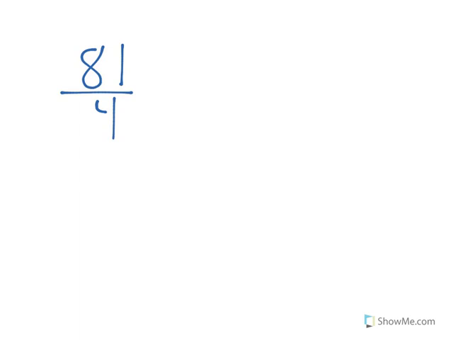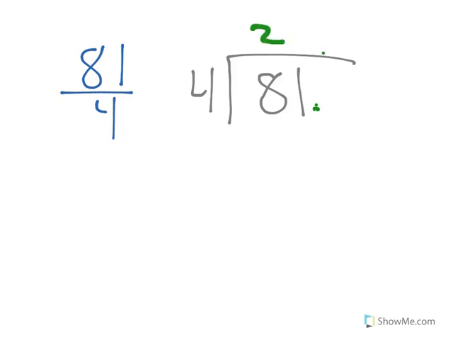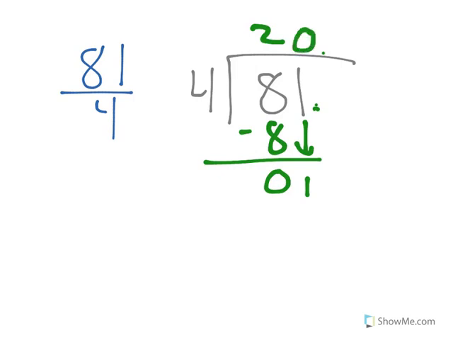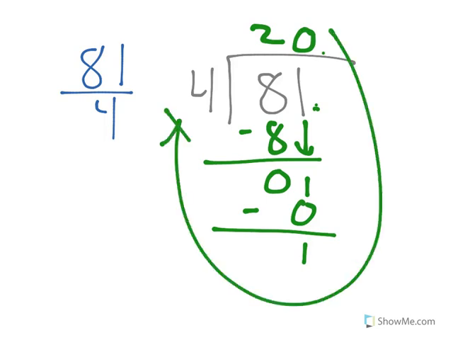Okay, so there's my work. So I'm going to go ahead and divide. I have 4, 81. I know I'm going to at least that far, and then it's going to be a fraction. So 4 goes into 8 2 times. 2 times 4 is 8. 0. Bring down the 1. 4 goes into 1 0 times. So as I write this as a fraction, I'm going to get 20 1/4.